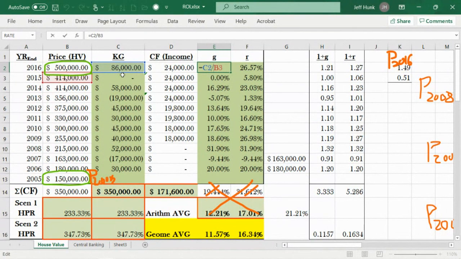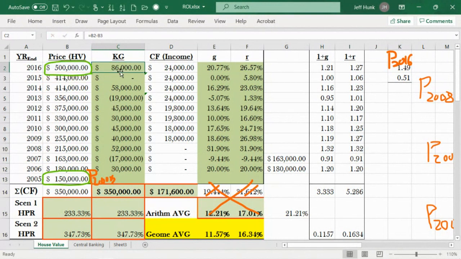So, capital gains for 1 year, right? Like in 2016, it's between the end of 2015 and the end of 2016, 86K, and the price base before that was this. So that's basically the capital gains for 1 year divided by PT, right? PT plus one minus PT, divided by PT, right?